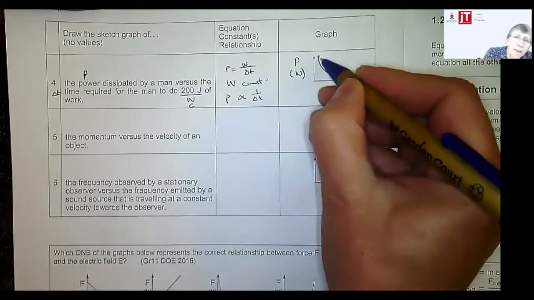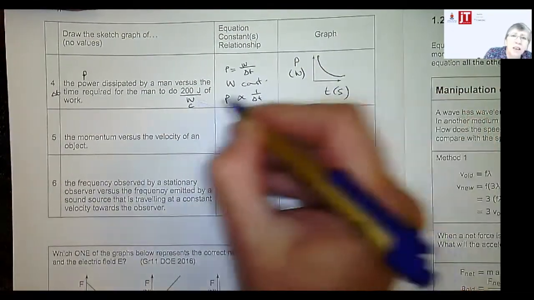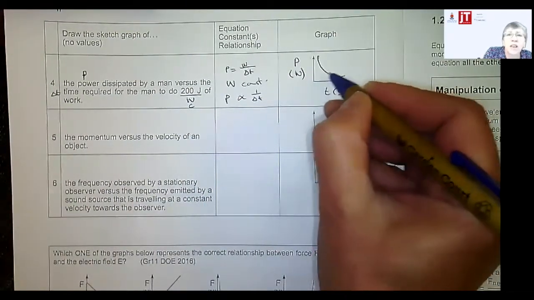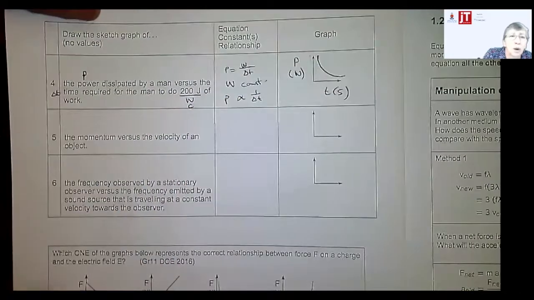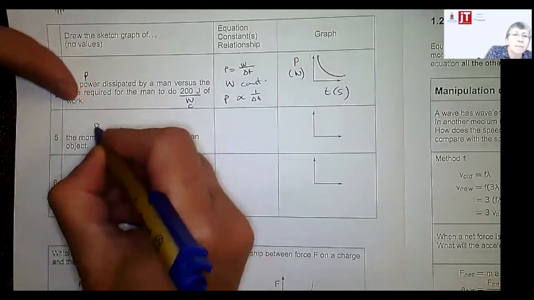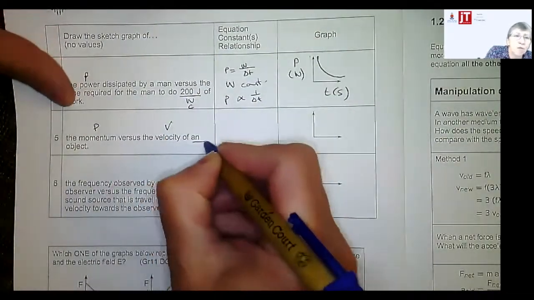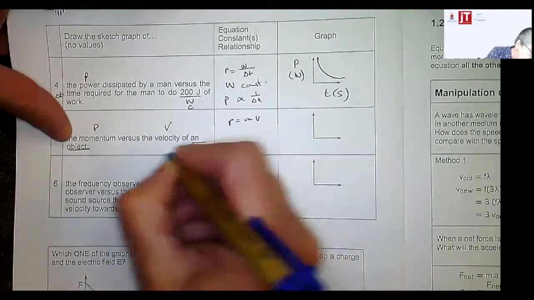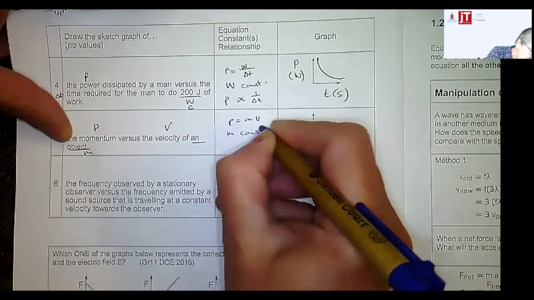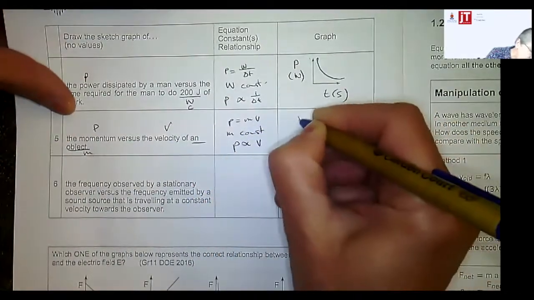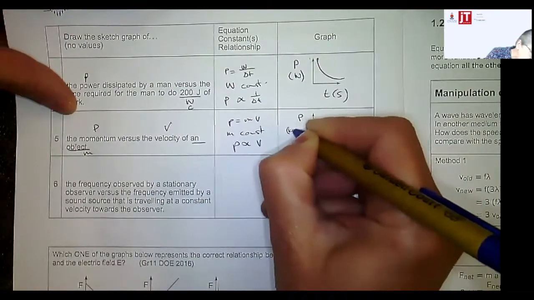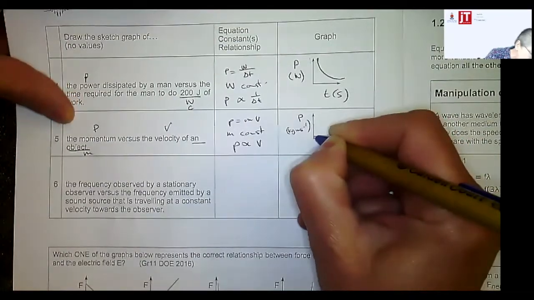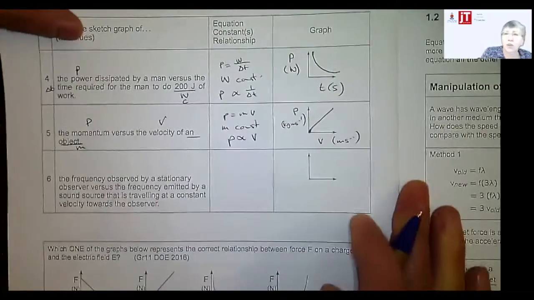Right. If you've got a bigger power, then it will take a shorter time to do the 200 joules. If you've got a small power, only a few watts, then it will take a long time to do the same work. Right. Next one, momentum, P versus velocity of an object. So I'm working with P equals mv. An object immediately tells me m is my constant and P is directly proportional to V. So if I've got P in kilogram meters per second and velocity in meters per second, then they are directly proportional. Straight line through the origin.